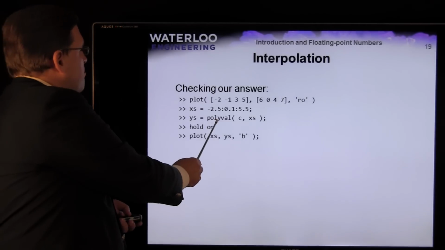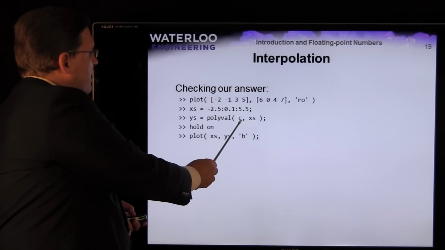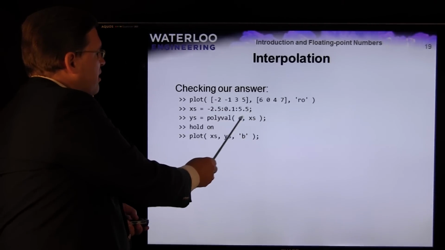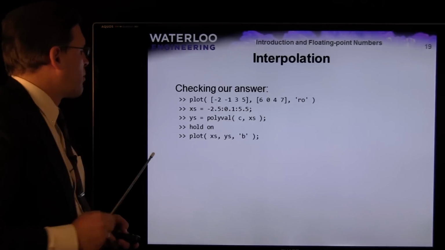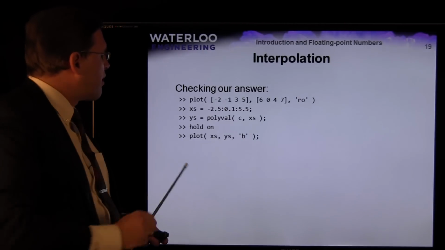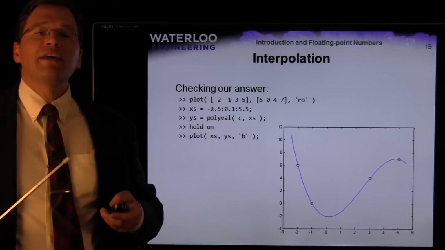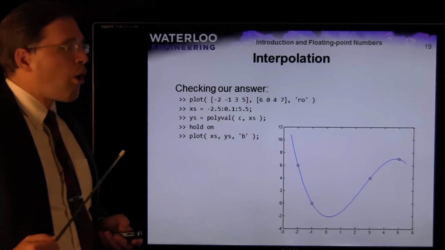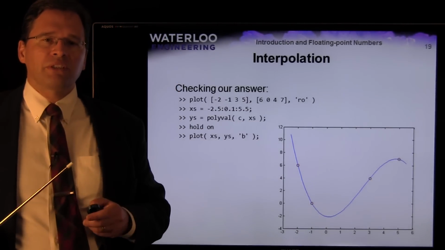And polyval makes that assumption, so I can now evaluate each of the values in my vector of x values at this polynomial. That gives me my y values. I can plot the x and y values, and we see that this cubic polynomial does in fact pass through all 4 of the points precisely.